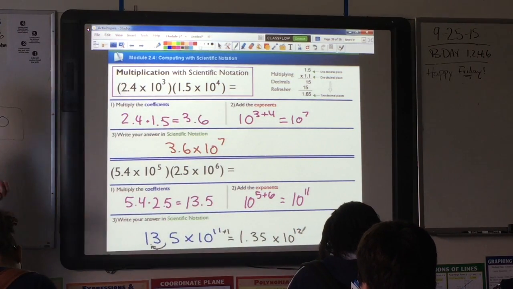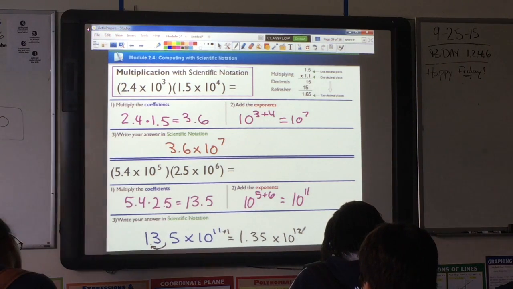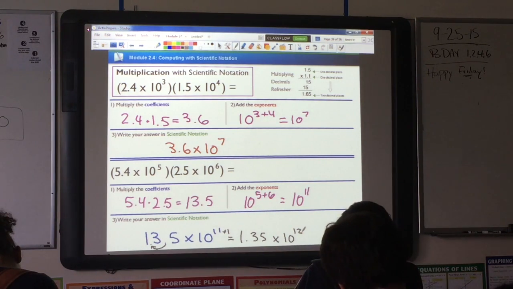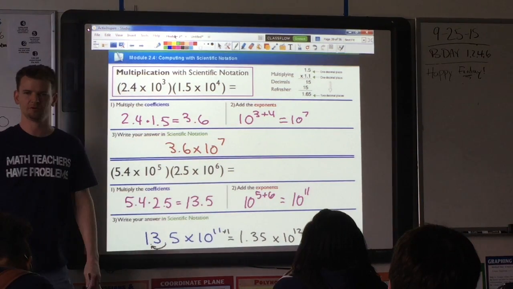Always make sure that your final answer is in correct scientific notation. Any questions on what we did here? Questions?